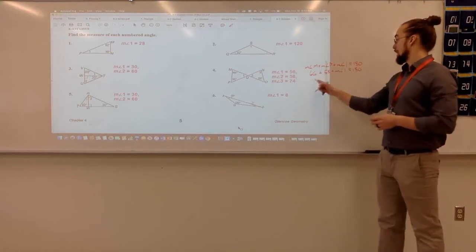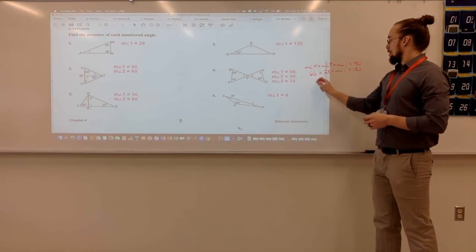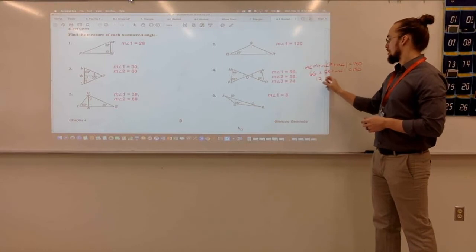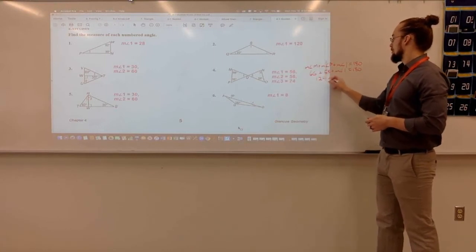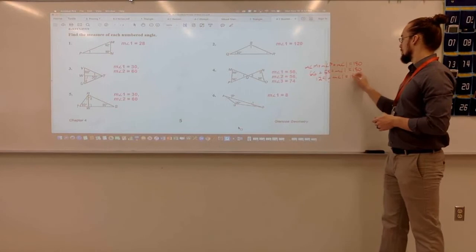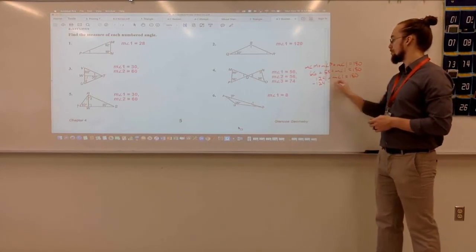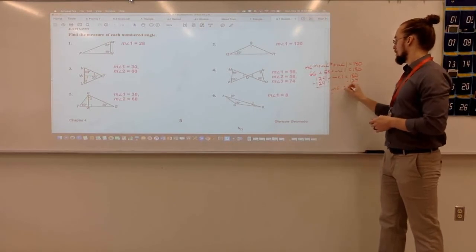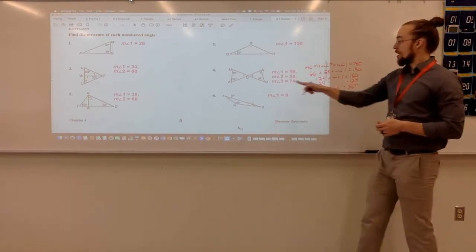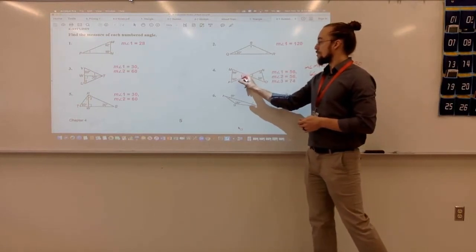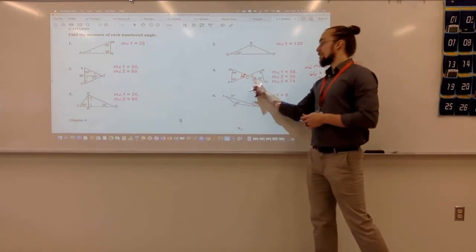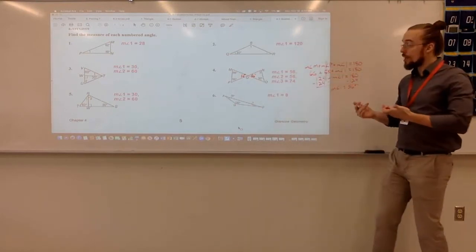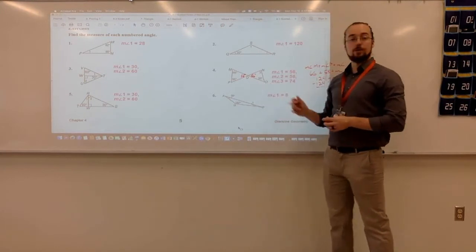Add those together. What do we get? 124 plus the measure of angle 1 equals 180. Subtract that 124 over. And we get the measure of angle 1 is 56. So now, if this angle is 56 degrees, that one is too, right? The vertical angles are always the same. Then we can set up my other triangle.